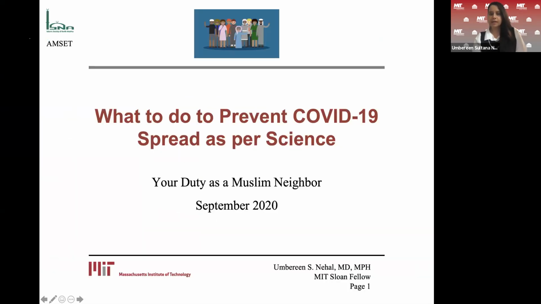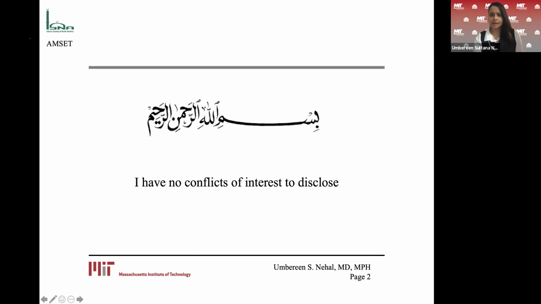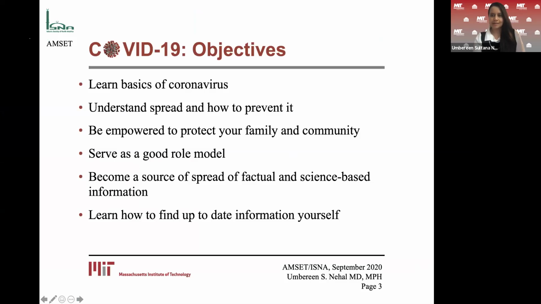So what to do to prevent COVID-19 spread as per science, and what is your duty as a Muslim neighbor? Bismillahirrahmanirrahim. I have no conflicts of interest to disclose. What are our objectives today? To learn the basics of coronavirus, to understand spread and how to prevent it, be empowered to protect your family and your community, serve as a good role model, as all Muslims should always do, become a source of spread of factual and science-based information, and learn how to find up-to-date information yourself.